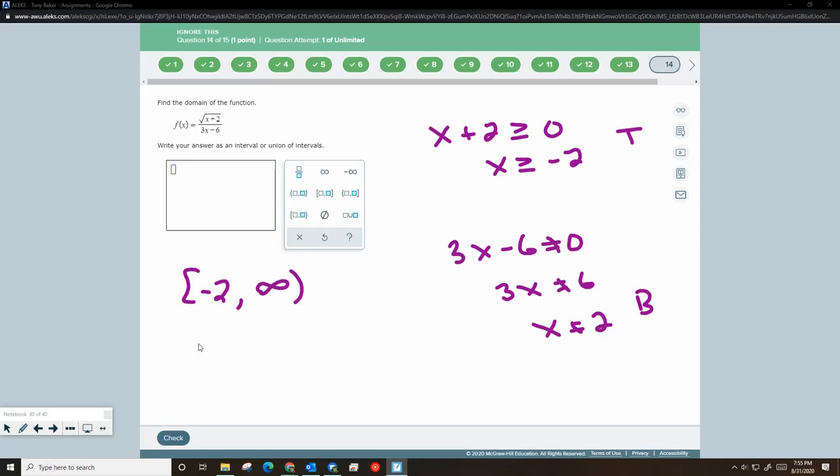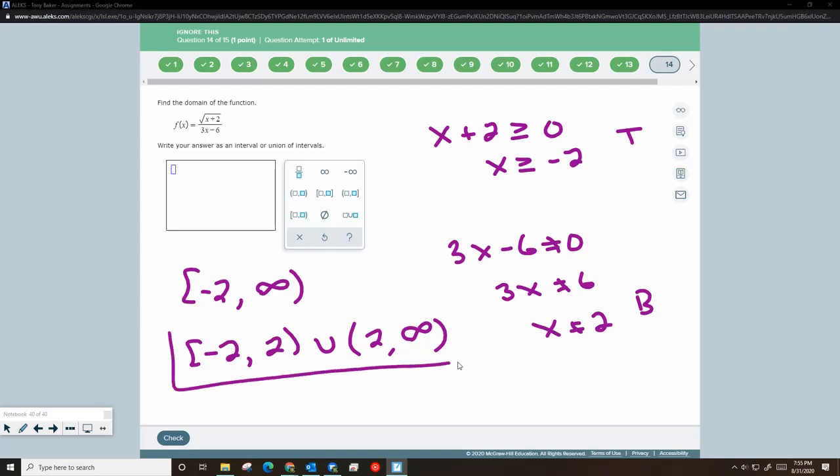So I don't want to go all the way to infinity. I want to go just to 2. And then I want to go from 2 to infinity. So I have to cut that 2 out of the first one. So that's how I'd actually write my answer for this problem, because I have to combine the two domains. So I'd just come up with one domain in the problem. So we have the union. Let's see. So I've got negative 2 to 2 and then 2 to infinity.